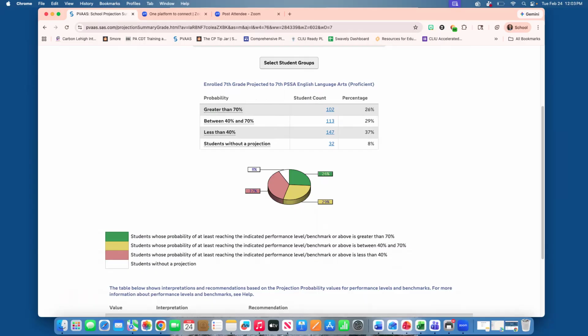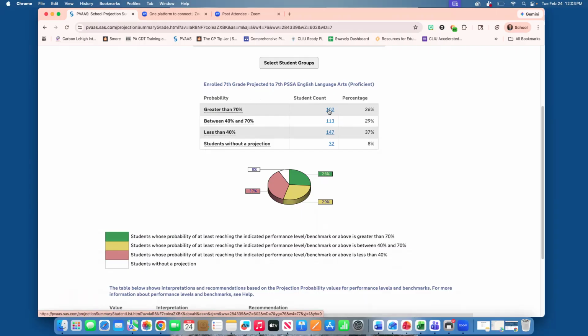And then finally, we have students that are less than 40%. They're not likely to reach the indicated benchmark and they need a higher level of support. They might need some intervention in small groups, and we should look at ways that we could really make sure that we're supporting those students. When you click on this report, you can see the student count and it's going to show you exactly who those students are.